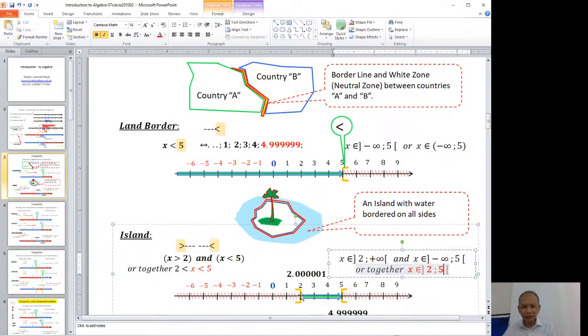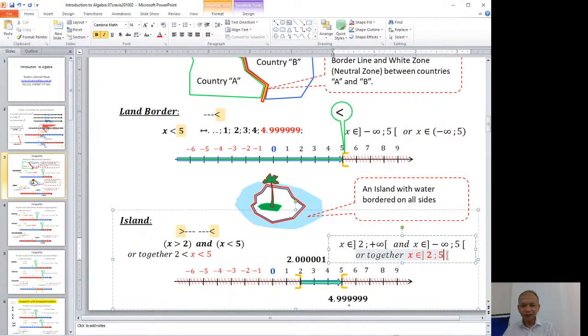It's from 2.000001, and then 2.2, 2.3, 2.5, 2.9, 3, 4. Then here, not 5. It means 4.99999999999, but not 5. See, it's here. Here on the left, with 2.0111111.